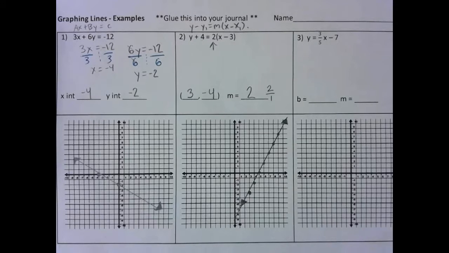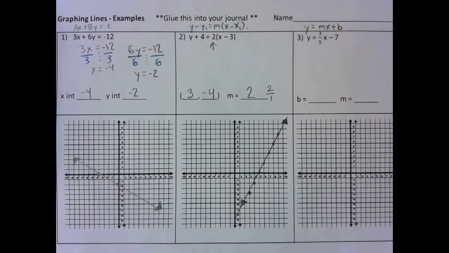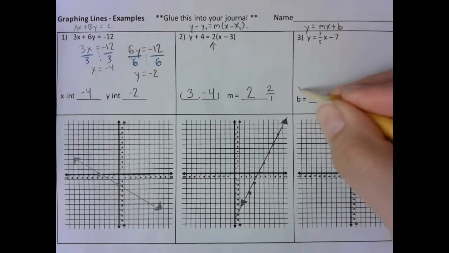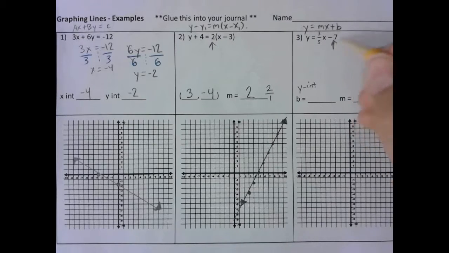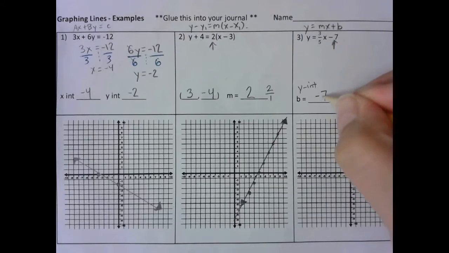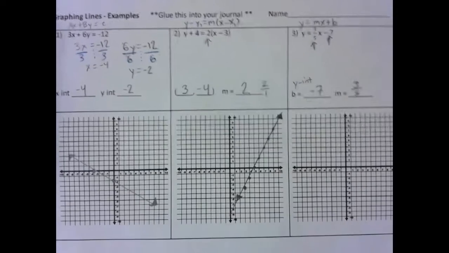That one is in slope-intercept form. Notice it looks like y equals mx plus b. Fabulous. Well, b, remember, that's our y-intercept. Well, b is right here. Don't forget that negative, so it's negative 7. And our slope is right there. So our slope is 3 over 5.